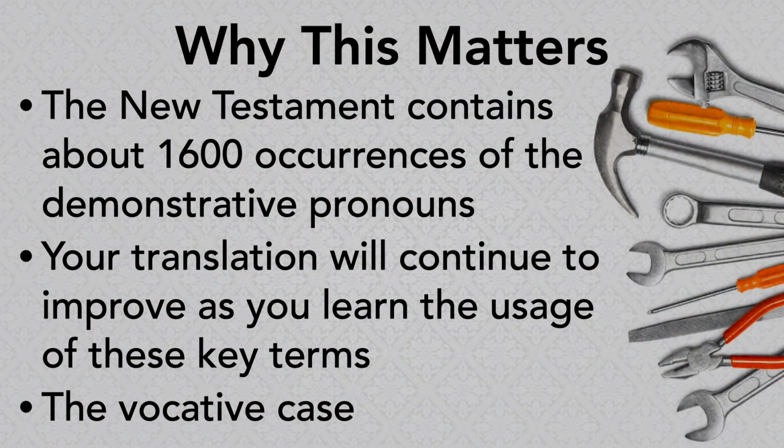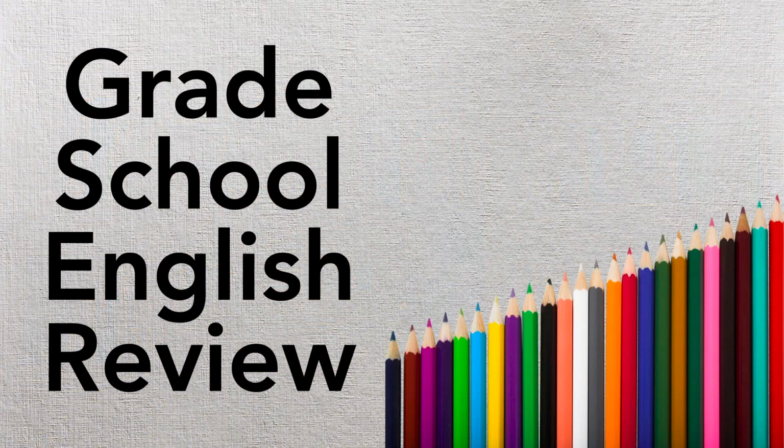Your translation will continue to improve as you learn the usage of these key terms, because they're a little bit flexible, we're going to see. We're also going to learn the vocative case at the end. Now, don't be scared of this. You've learned four cases already: nominative, genitive, dative, and accusative. The vocative case is not used very often. It's just a little wrinkle that you'll want to be aware of. It can be powerful when it shows up, but it's really pretty simple. We'll talk about that at the end today. So let's start with a little grade school English review.